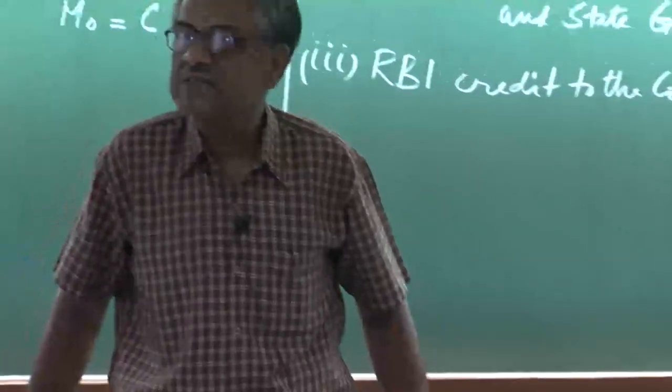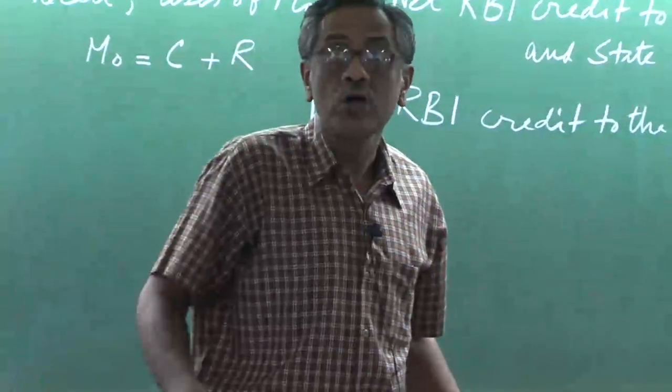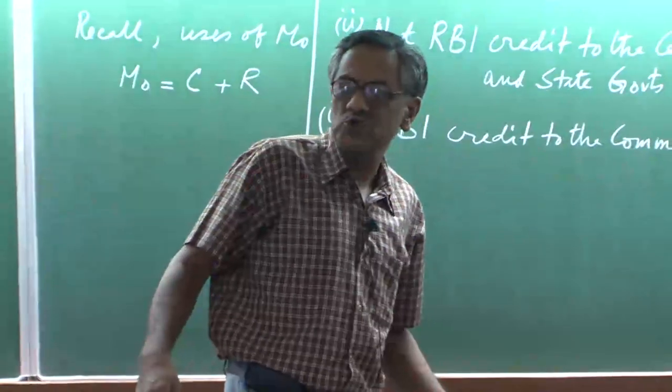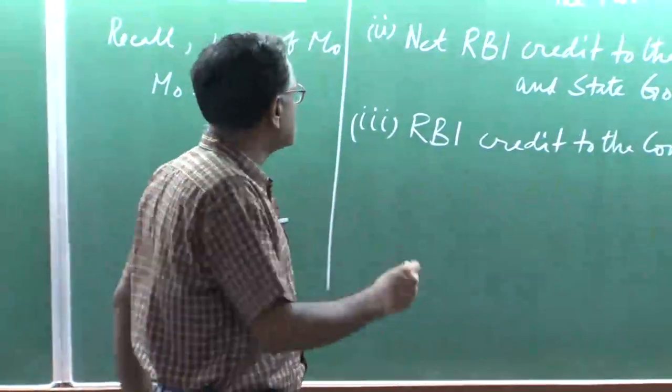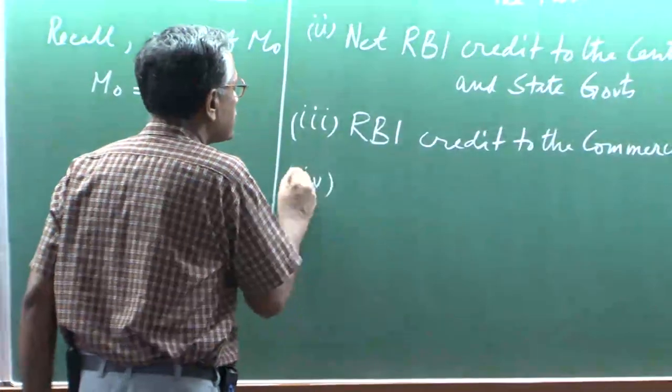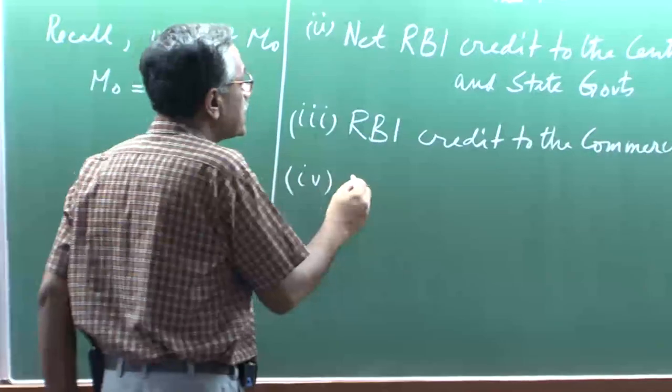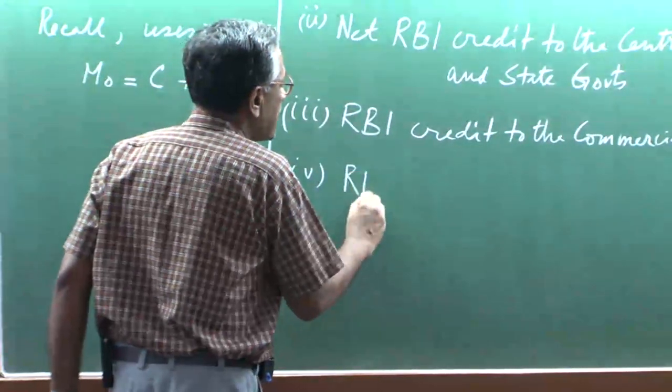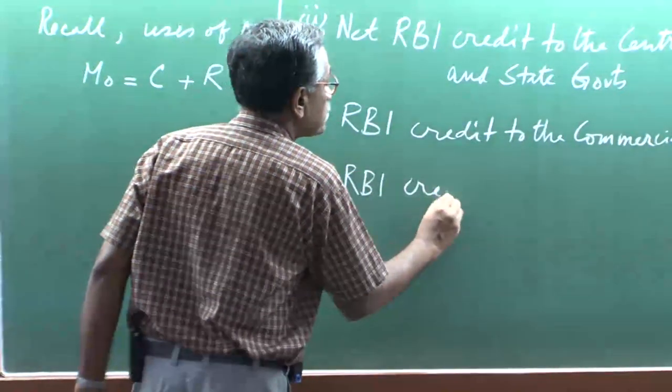Four, I have written it here separately because that used to be a huge issue for rural development. I have the data, I will show you, I will put them together. That used to be separate in traditional books. This is RBI credit to NABARD.